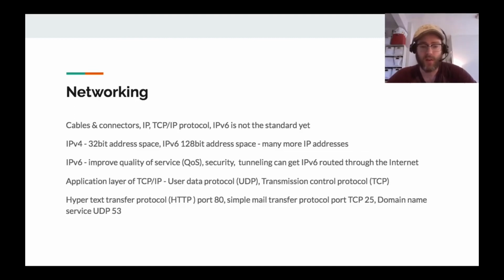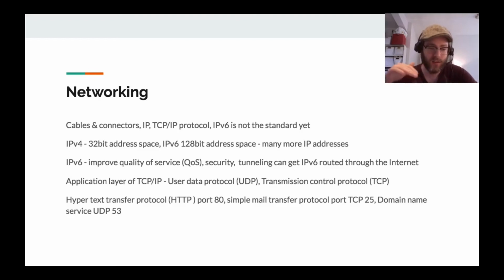If you use IPv6, you have to use tunneling to get it to route through the internet, because it's not completely compatible with all internet devices as IP version 4 is.